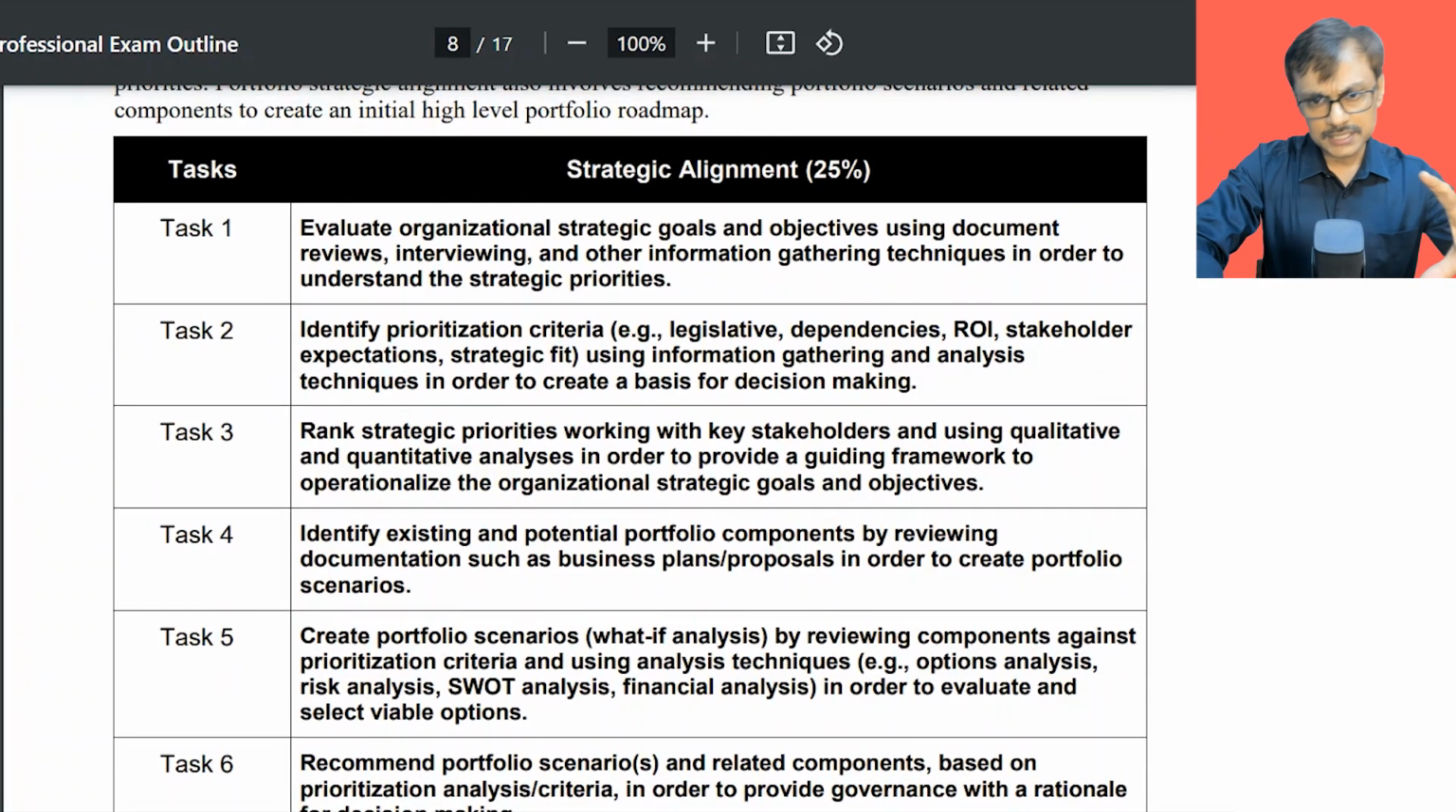And if you study these 8 tasks well, that itself makes you nearly ready for your exam. Yes, you can study the portfolio management standard later, but understanding these 8 tasks directly from the ECO itself is good enough to give you a kickstart for your PfMP certification program. So let's get started with the first 10 questions in our PfMP question series.